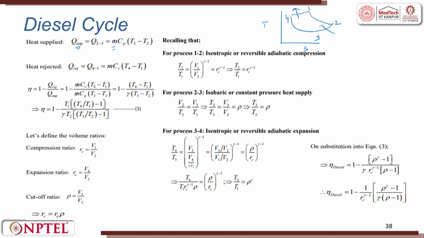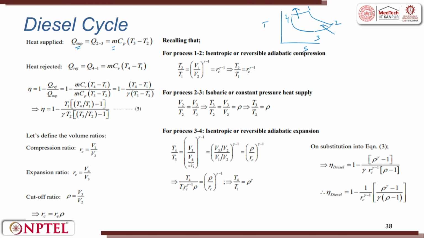Here this is in and this is out. So it will be m Cv (T4 minus T1). Now, if you want to calculate the efficiency, it is nothing but 1 minus Q reject by Q supplied. That is 1 minus, you write the full equation, then you write this full equation, this and this, and then you try to bring it to that level.